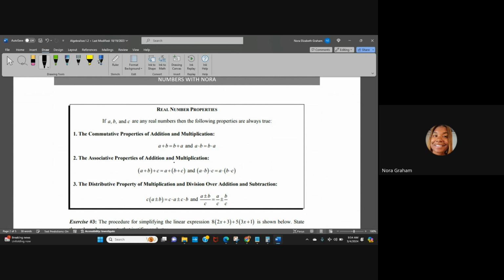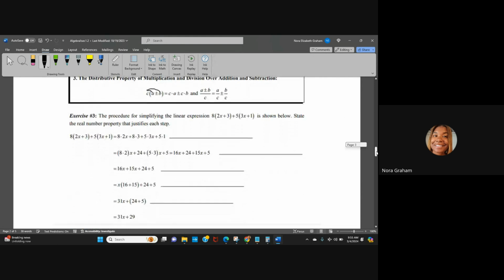The associative property of addition and multiplication. For this one, I'm just switching what I group together. Okay, so right here, I group my first two terms together. But then right here, I group my second two terms together. And this, again, could only be done with multiplication and addition. The distributive property, this is when we have something being multiplied by my parentheses, and it has to hit every term within my parentheses. Okay, and that's called distributing. And so we can go ahead and see what that looks like in exercise 3.